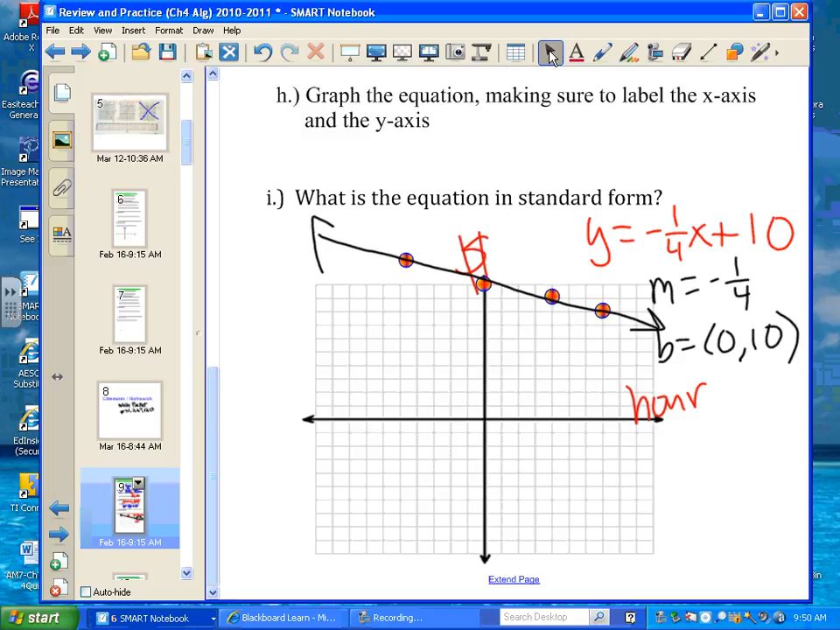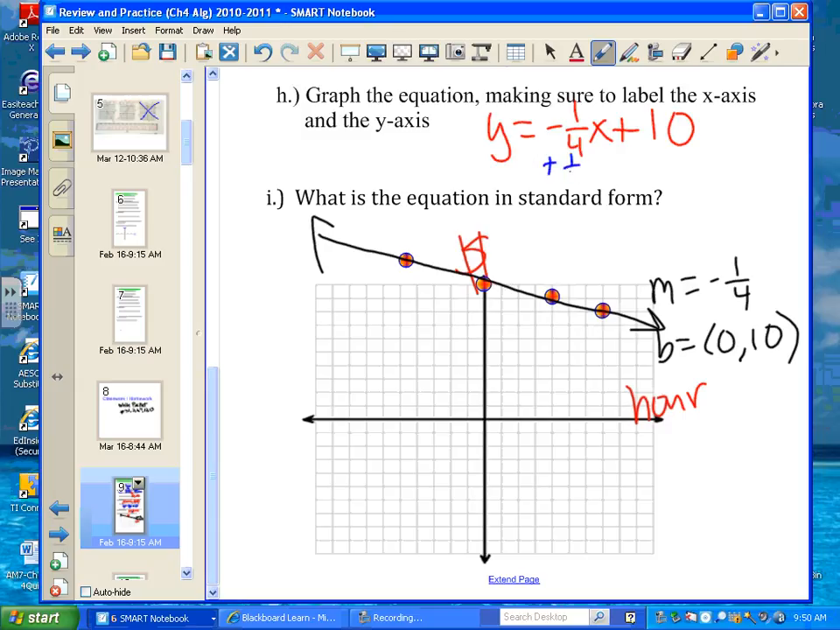One more thing we need to do is put this in standard form. So first thing we need to do to get this in standard form is add 1/4 x to both sides. So we have 1/4 x plus y equals 10. And then Madison, how do we get rid of the fraction? Good job. Multiply the whole thing by 4. So who can tell us what standard form would be? What is standard form of this one?